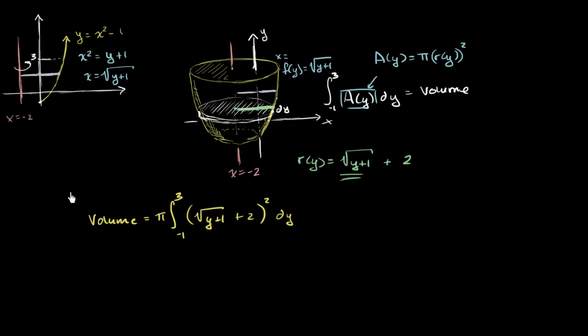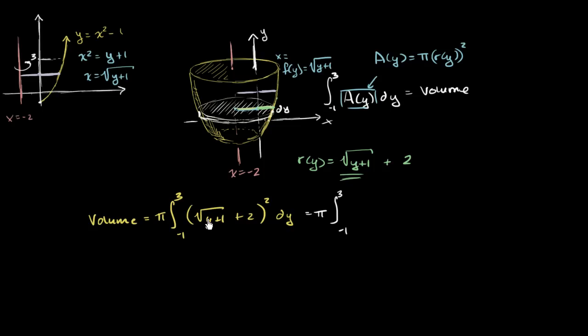In the last video, we had set up the definite integral to evaluate the volume of this upside-down gumdrop truffle-looking thing. So now in this video, we can actually evaluate the definite integral. What we need to do is really just expand out this expression, the square root of y plus 1 plus 2. So let's do that. This is going to be equal to pi times the definite integral from y is equal to -1 to y is equal to 3.